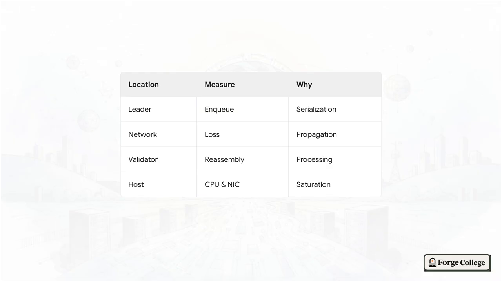and dispatch the vehicles. Then we measure at the network layer to track the link rate and look out for any lost vans. We measure at the validator to check the reassembly and processing costs at the toll booth. And finally, we monitor the system host to make sure our hardware isn't physically melting down under the load.